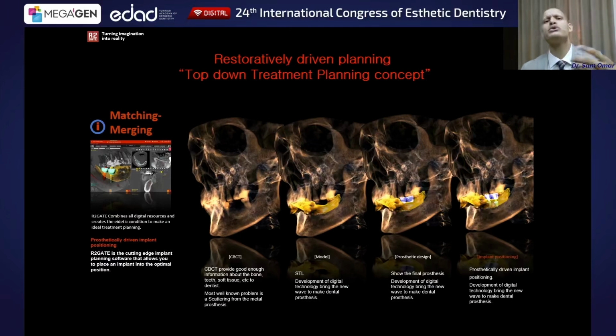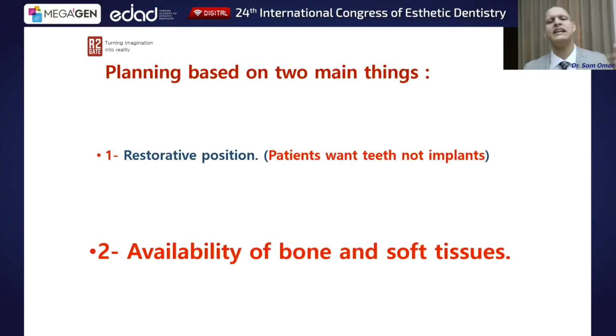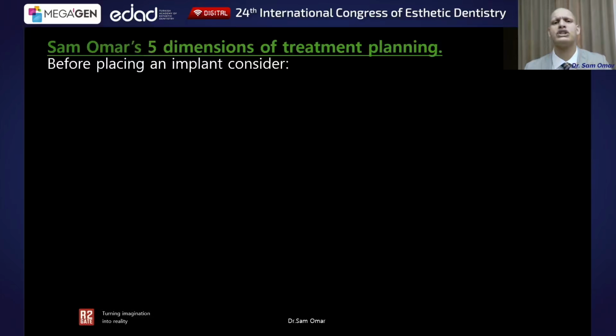And the reason why we do this is because we want to avoid having any prosthetic complications through the planning before we place the implants. The second thing that we plan based on is availability of bone and soft tissues. In order for us to also place our implants, we need to make sure that we plan our implants in the best position in bone and in relationship to the soft tissue. And that's why we made the 5 dimensions of treatment planning.